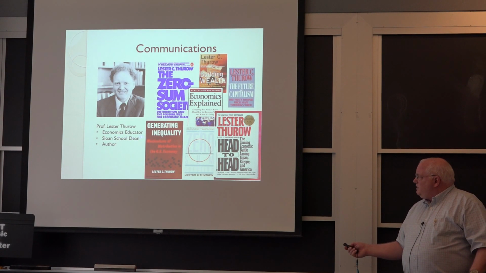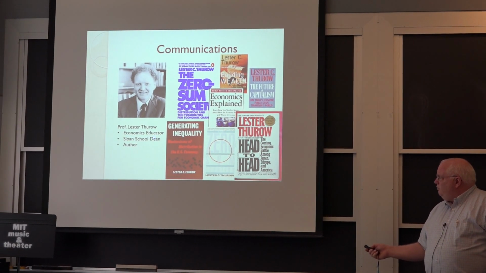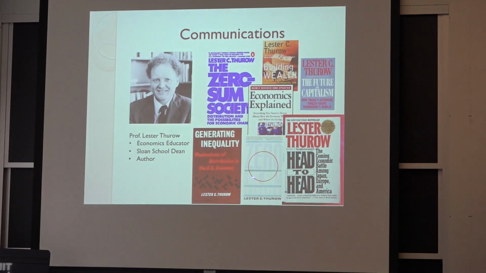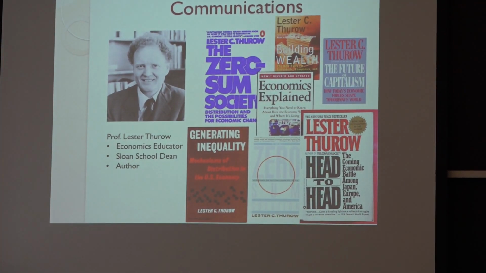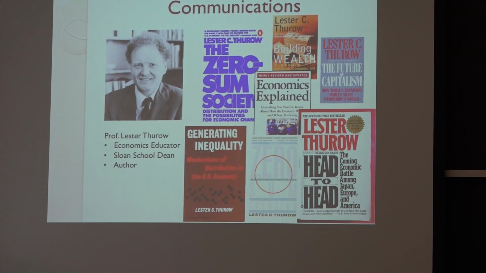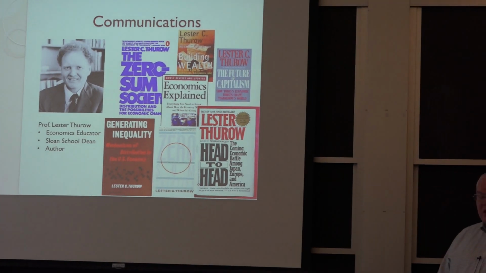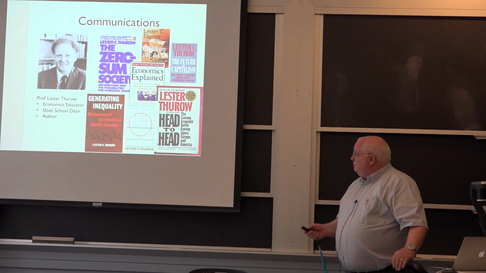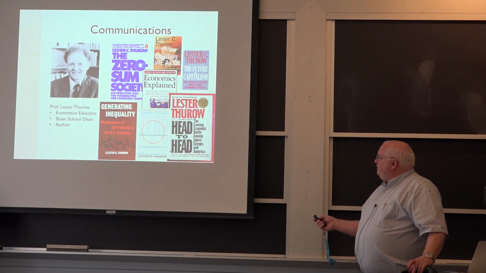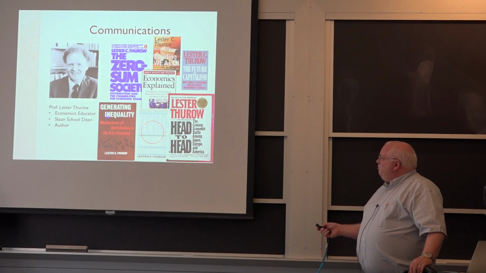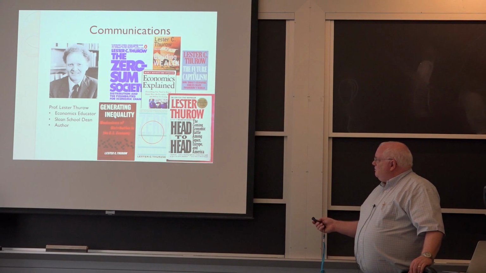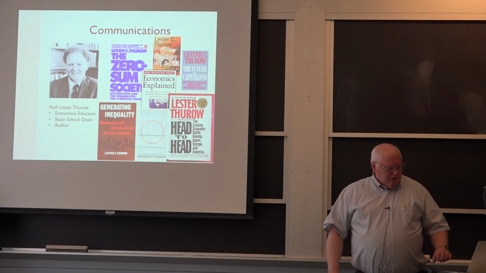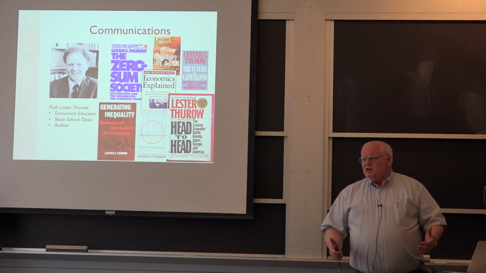But he was an economics educator. That's how he would define himself. He became the dean of the Sloan School, and he was an author. He was a best-selling author. And in fact, the reason he said he didn't make #1 on the New York Times bestseller list is because Princess Diana's book made #1. He was #2. I think that was head-to-head. But he wrote many books, like The Zero-Sum Solution and The Zero-Sum Society. He wrote more books than that, but he would be on Face the Nation.